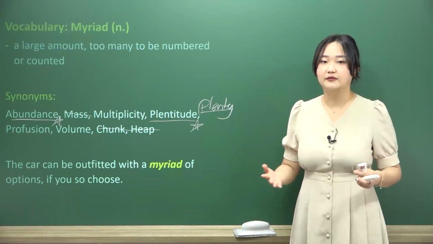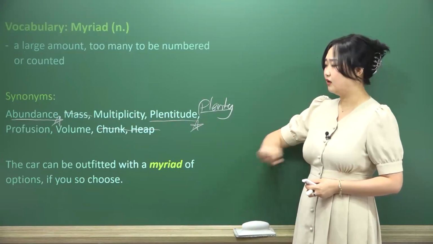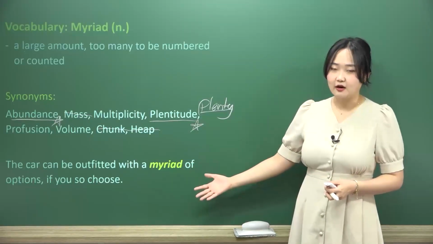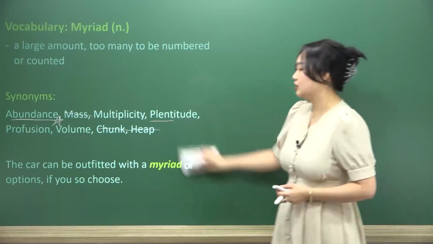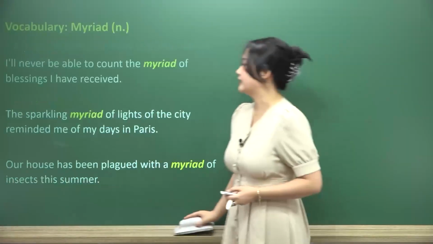There's quite a lot of different add-ons, or I would also say options, excuse me, in order for you to have a very nice car that is to your liking. And so this is how we can use the word myriad. A lot, various, plenty, abundant, all those words are really good.